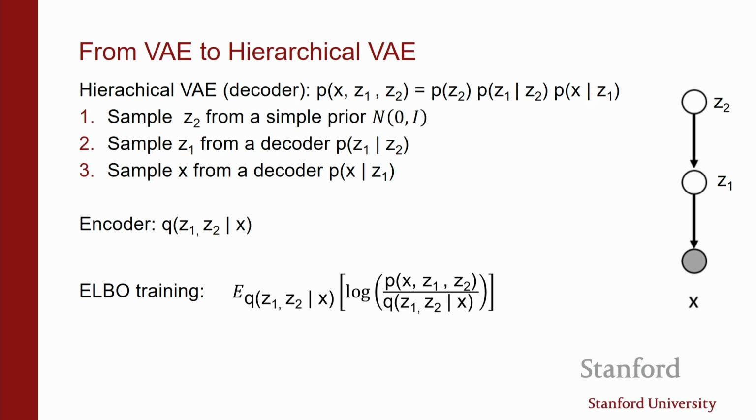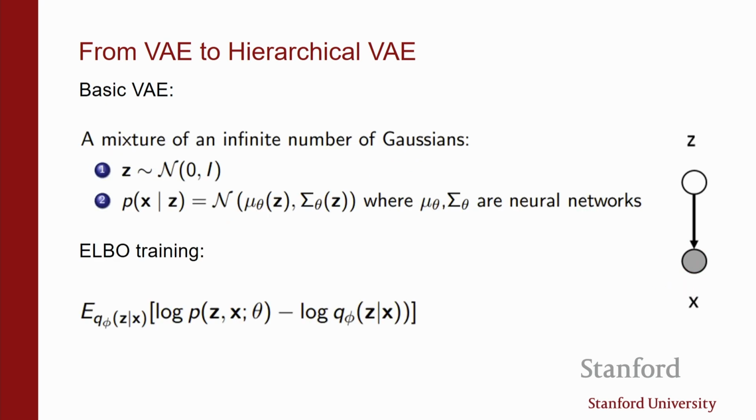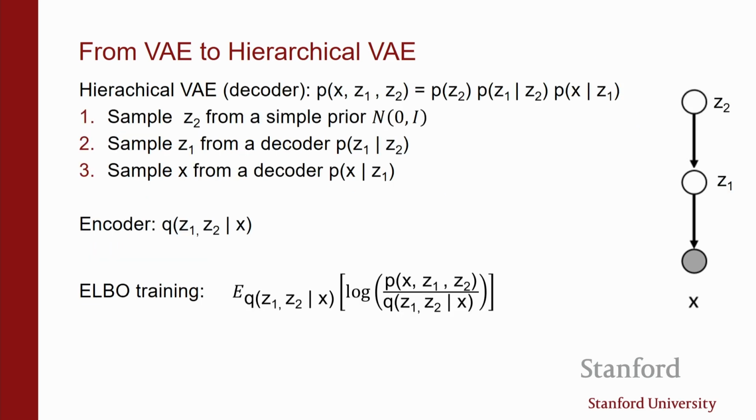And then you have an encoder, which is what you would use to infer the latent variables given x. So it's a distribution over z1 and z2 given x. And you would have an evidence lower bound that would look like this, just like before. Here we have a simple prior over z. If you replace this with a VAE, then you get what we have here. And that would be the training objective.